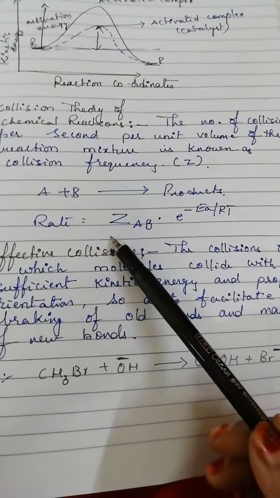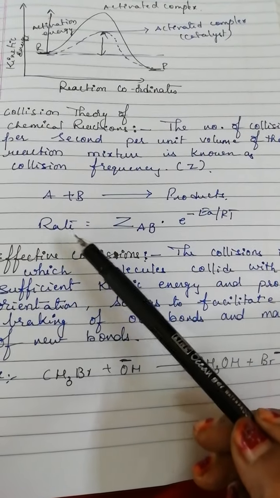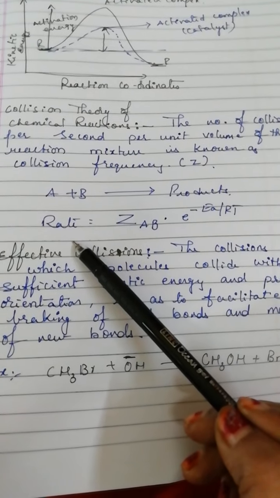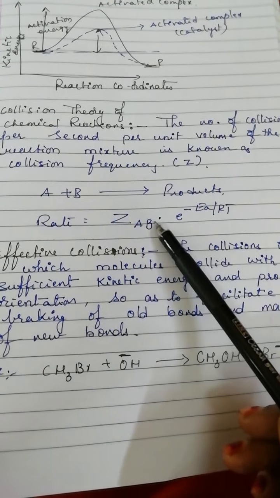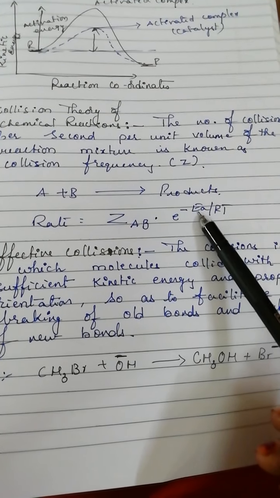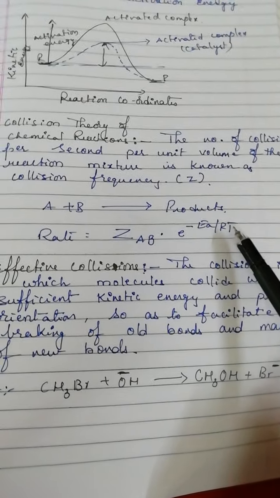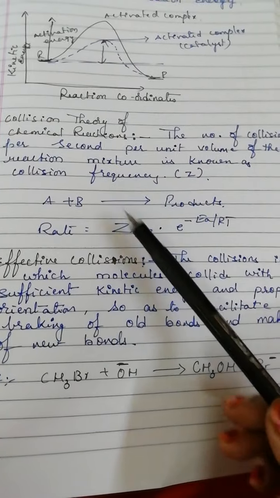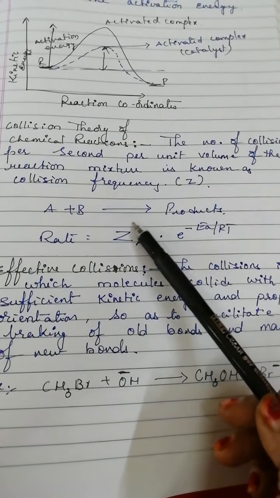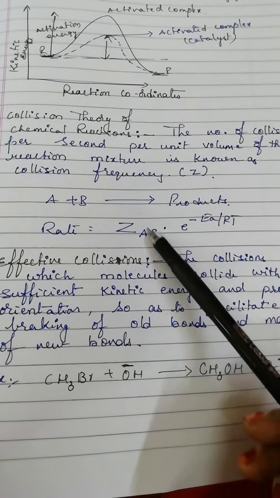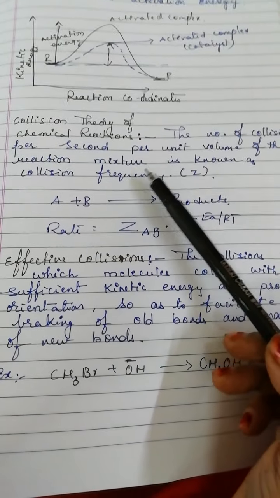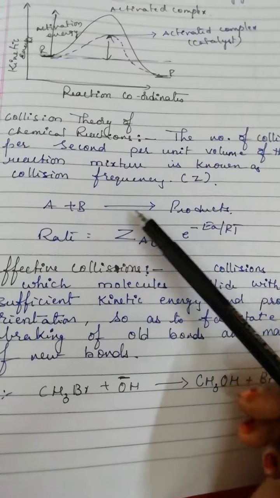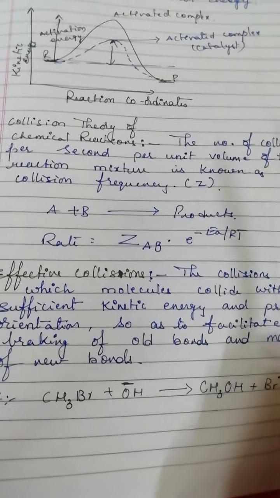Similarly, we have seen in a previous class the Arrhenius equation, rate constant k is equal to A into e to the power of minus Ea by RT. We have already seen that. Instead of the Arrhenius factor, here we have used the collision frequency. Now, collision frequency, as we defined, is the number of molecules which collide with each other to form the product.